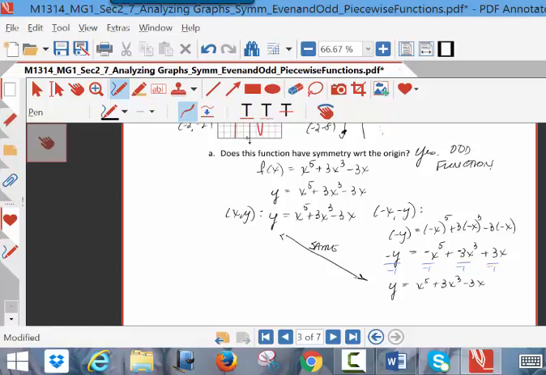Symmetry with respect to the x-axis is not a function, so it doesn't get a nice name. But if it has symmetry with respect to the y-axis or symmetry with respect to the origin, it is renamed either an even or odd function.